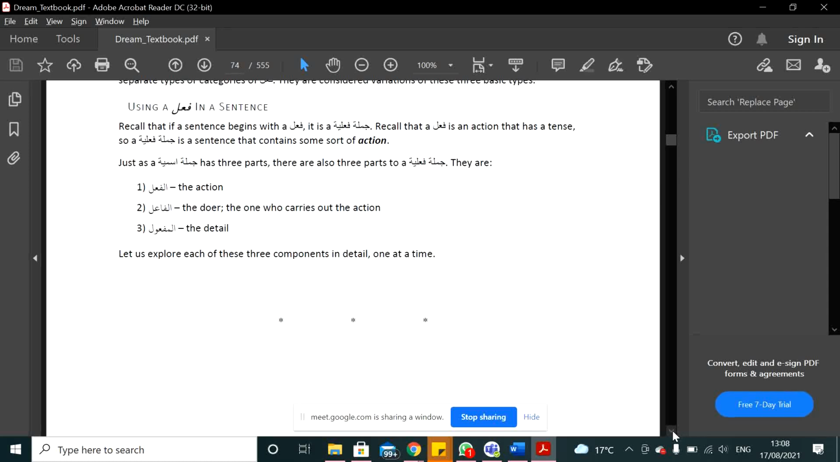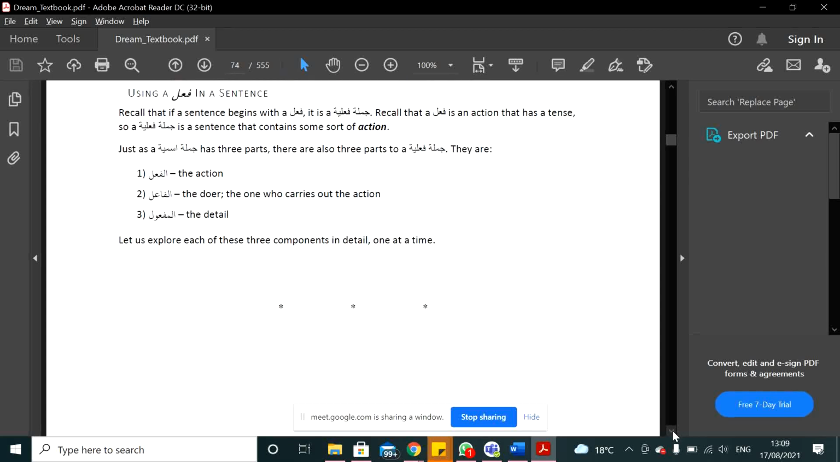Like if I say I ate, so I ate means I is a doer, ate is an action, and if I say I ate bananas, then banana is what? The detail. I ate dinner, dinner is a detail, right? So whatever is about the action is maf'ul, what is the action is fail, and who is doing the action is fa'il. So in jumla failure we have three parts: fail, fa'il and maf'ul. Inshallah ta'ala we will see them in detail in this chapter, today or inshallah tomorrow, see how we progress.